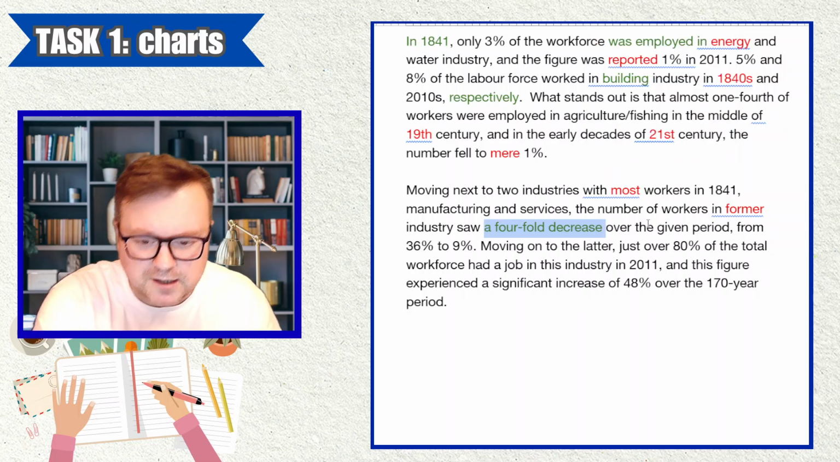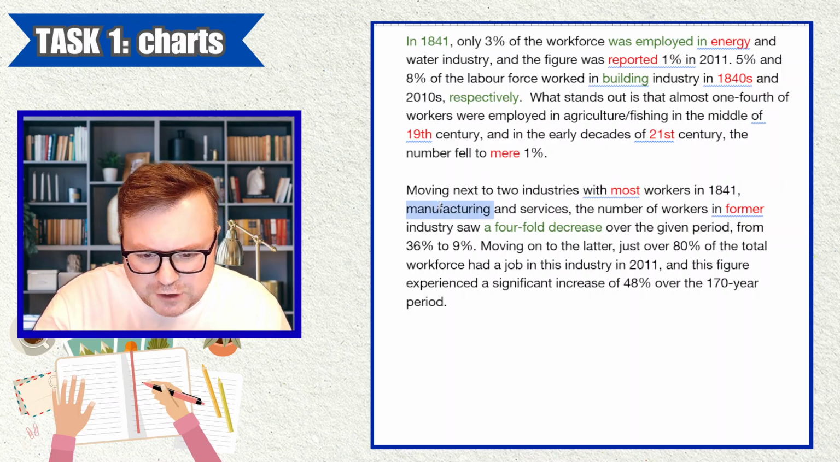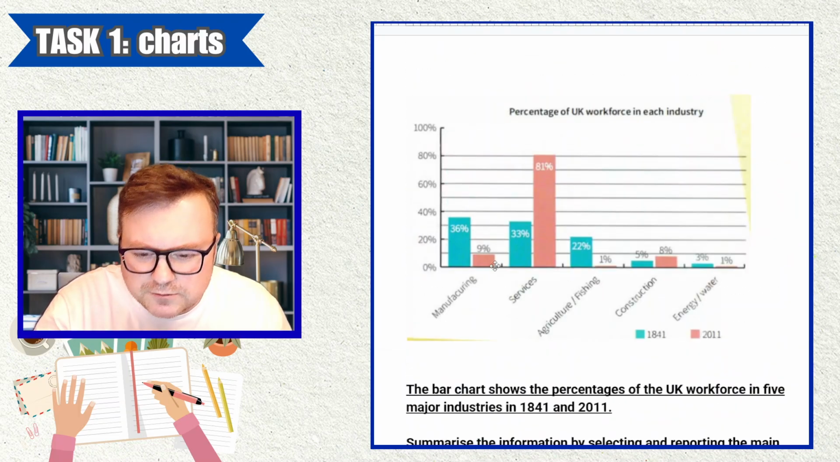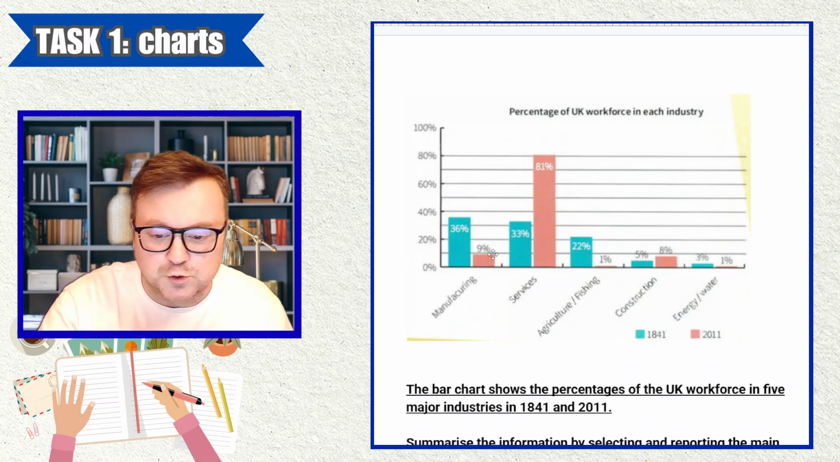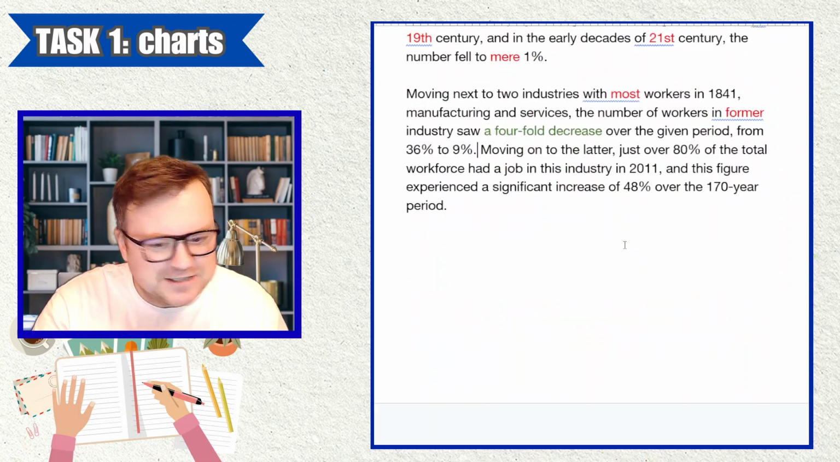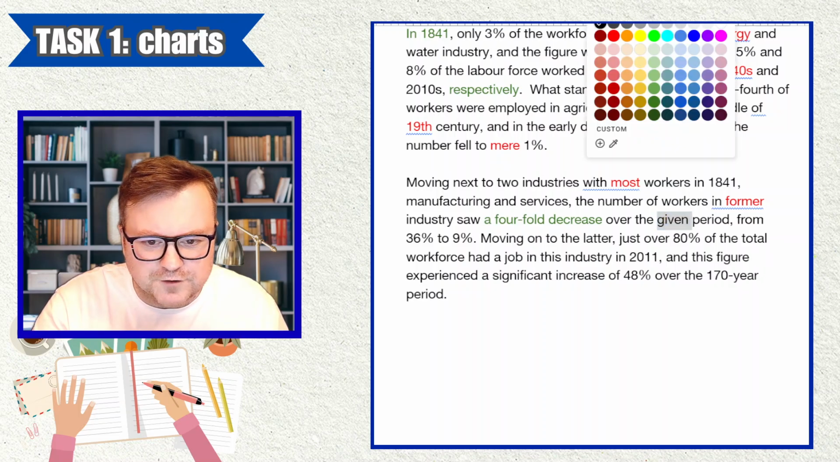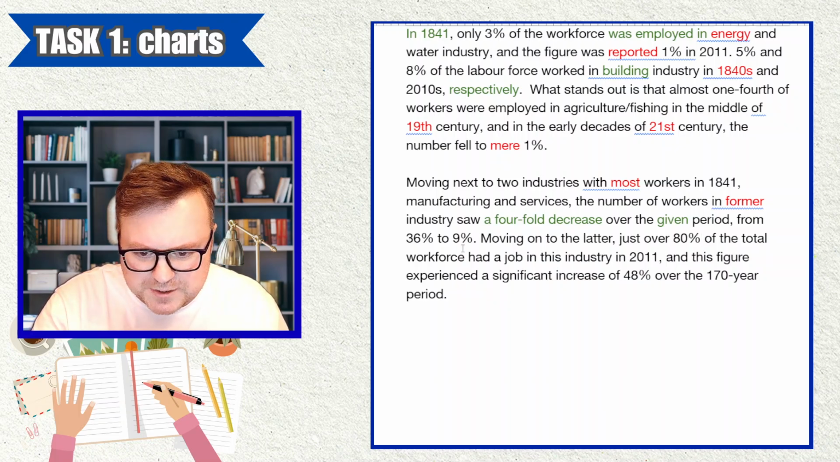But let's just check that that is the case. So the former, have to do a bit of referencing here. The former, so that is manufacturing. Services is latter. Manufacturing is former. Did we see a 4-fold decrease in manufacturing? Manufacturing went from 36 to 9. Yes, we do. An exact 4-fold decrease. Very nice, precise vocab. Over the given period, really love this use of given. Nice. From 36% to 9%.